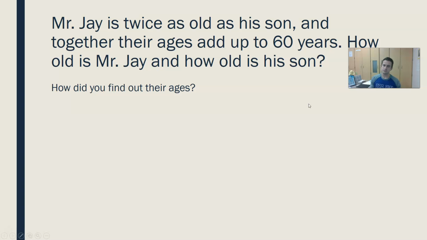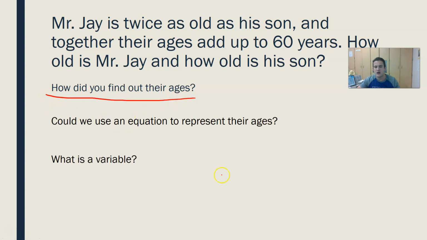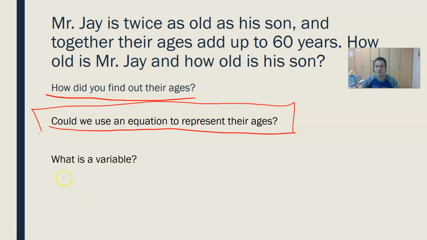So, as far as finding out their ages, a lot of us were able to do it without the equation. This was a relatively simple example. Oftentimes, it's not going to be that simple. Oftentimes, a mathematical equation is easier to use to solve a problem like this. So could we use an equation to represent their ages? Yes, we just went through that.